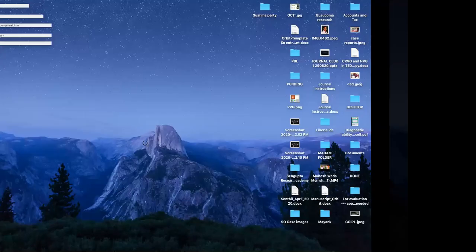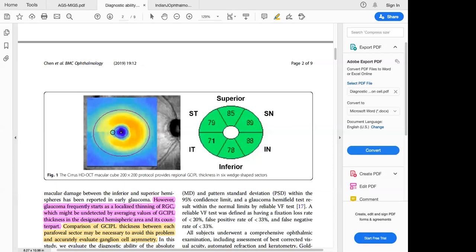Yeah. So if you look at this picture, which is from the article itself, you see this temporal wedge. Can you see this? Yes, yes. So that shows the significance, which is equal to this. You see, superiorly it is 79, inferiorly it is 71. So this difference between the superotemporal and the inferotemporal is what is seen as this small wedge.